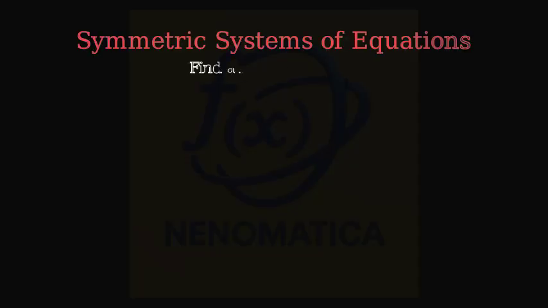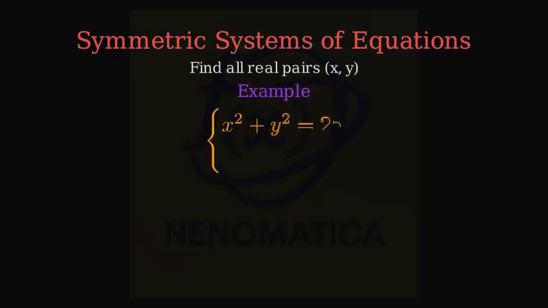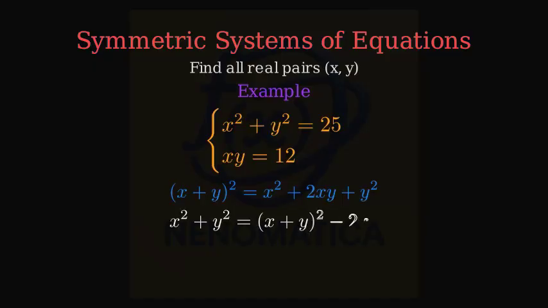In this example, we will solve a symmetric system using the sum and product method. Here is the example. Notice the structure. We know x squared plus y squared, and we know the product xy. Step 1. Use the identity for the square of a sum. We can express x squared plus y squared in terms of s, the sum x plus y, and the product p equals xy.